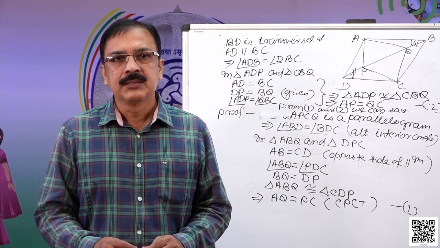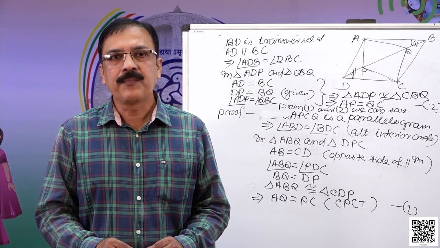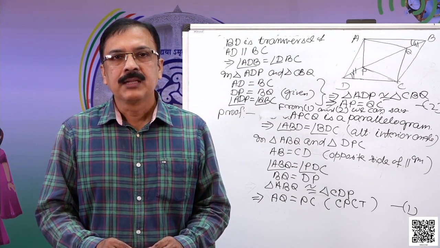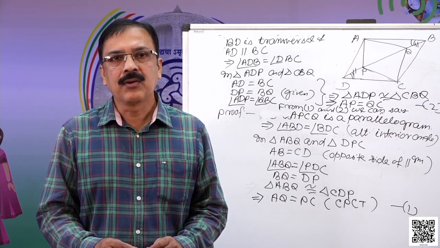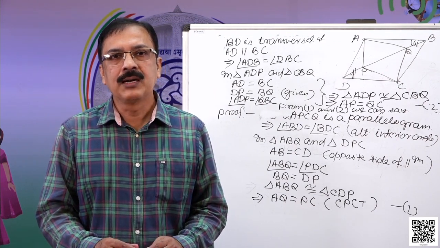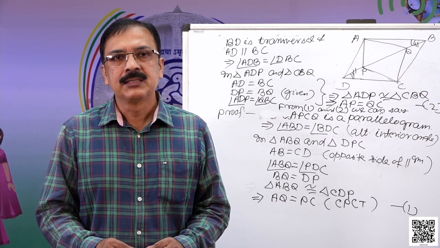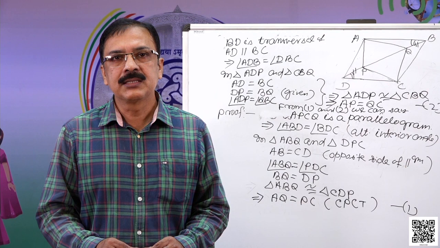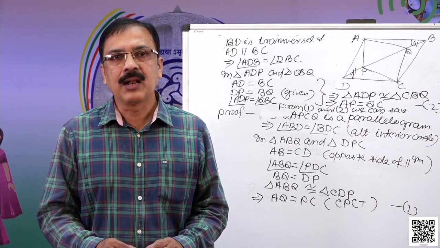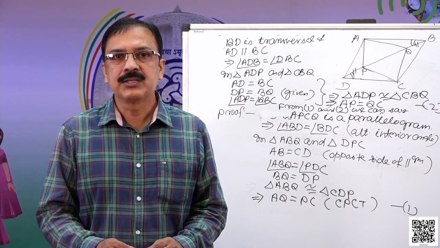Dear students, today we discussed about the diagonal property, one of the diagonal property, that is diagonal divides the parallelogram in two congruent triangles, and also we discussed about the opposite sides property, that is the opposite sides of parallelogram are equal. So dear students, this is time now.